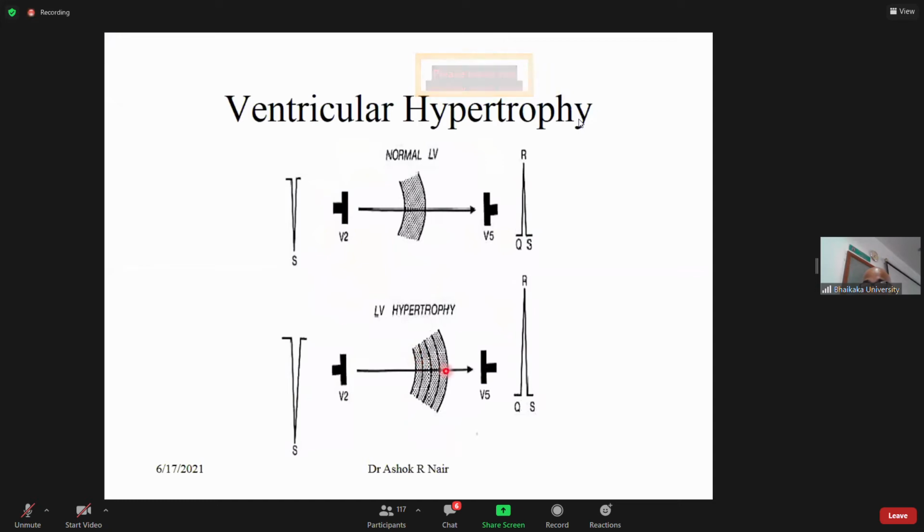If there is a hypertrophied muscle, the potential, the length of the electrical vector, will increase. So the potential will increase, and the amplitude of that wave will increase. The second change we can see will be the duration. The duration will also increase. The duration of conduction will increase. So this duration will also increase.